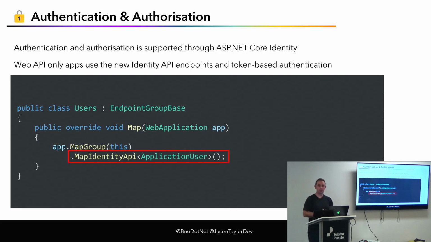I created a new class called users. It's inheriting or based on the endpoint group base. The map method maps the group. So we get all the defaults like /API/users for the base route. And all I had to do, because it was an extension method, was call the built-in method MapIdentityApi. And it looked really simple to me. Yeah, I was happy with that result. So I think I've taken the right direction.